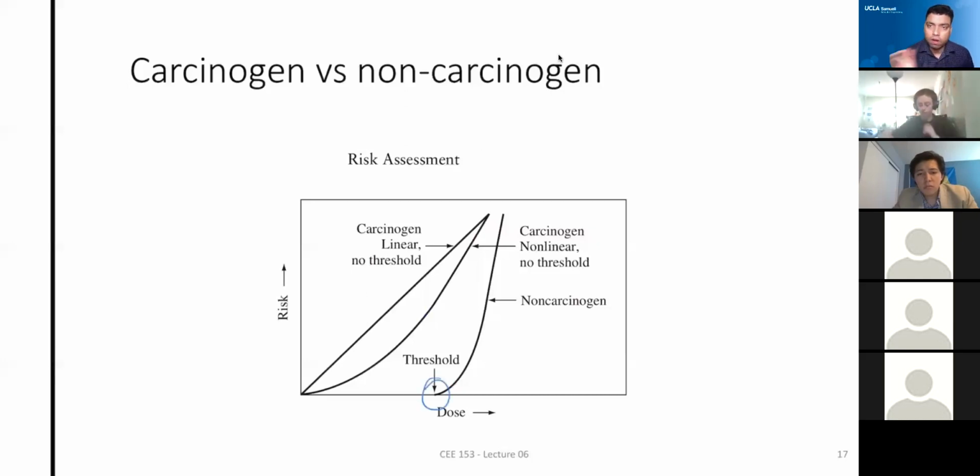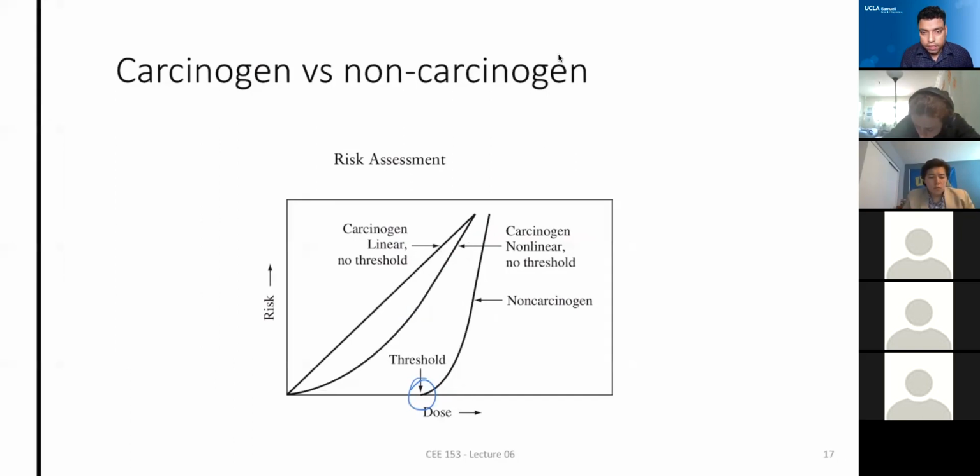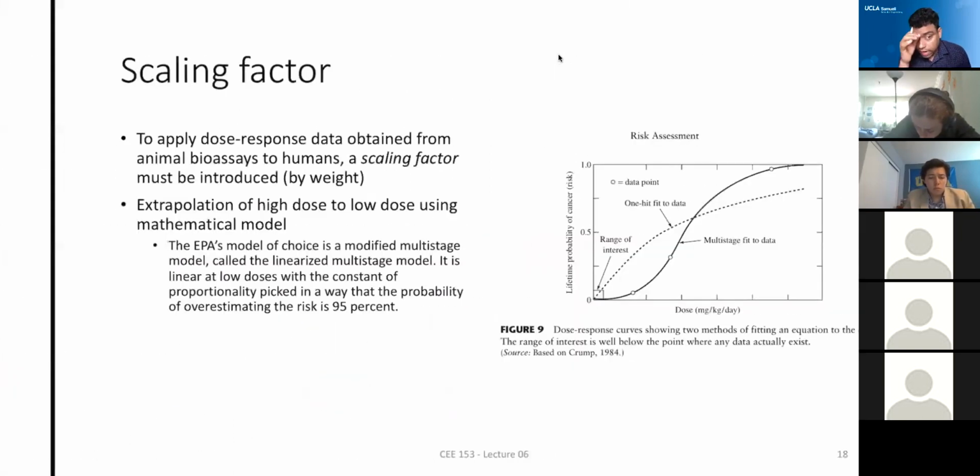That means below that, you don't have to worry about it. So for a carcinogen, the threshold is 0. It means if you are exposed to anything, you assume there is a risk. Okay. So for that reason, as I said, when you apply this to a pollutant, you have to think of whether it's a carcinogen or not.